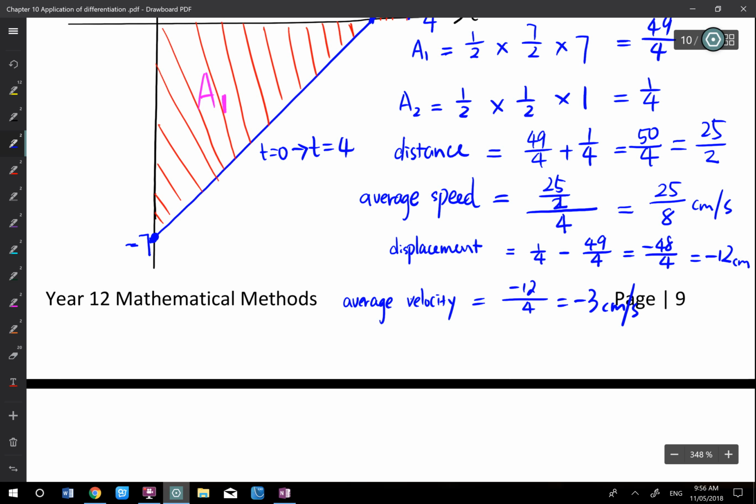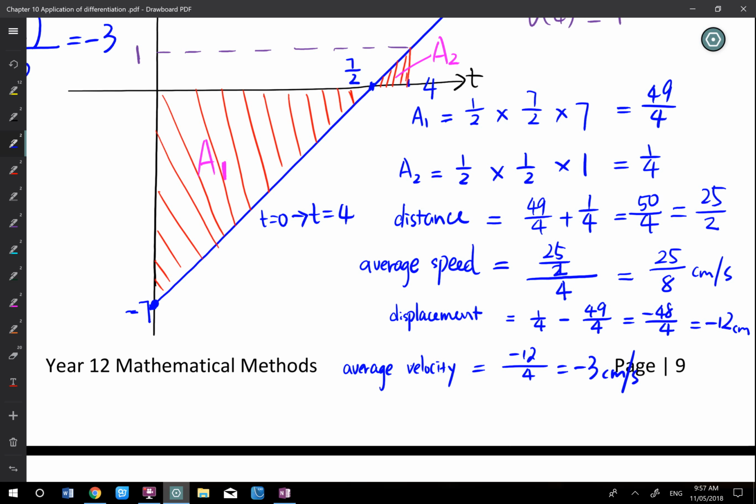Just make it smaller. We can use the VT diagram to help us find the area under the curve in order to find the total distance and the change in displacement.